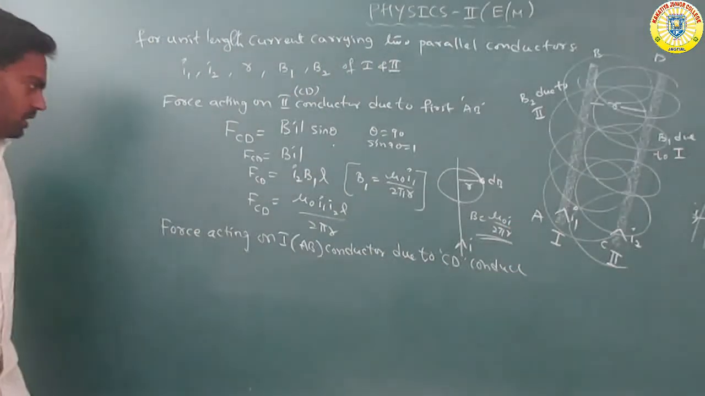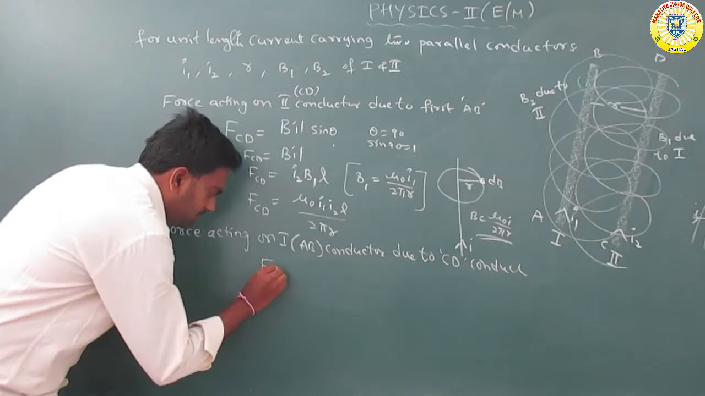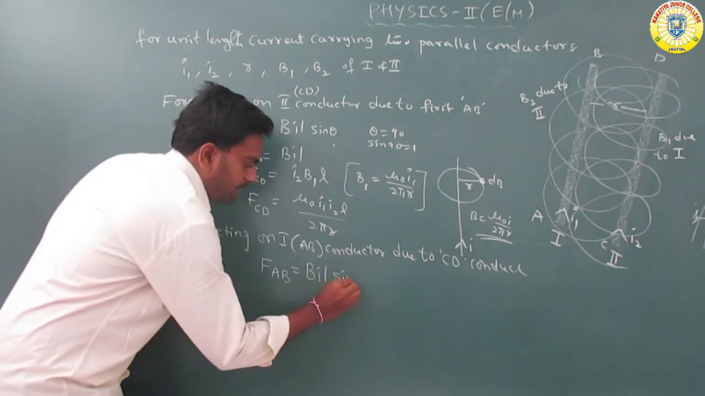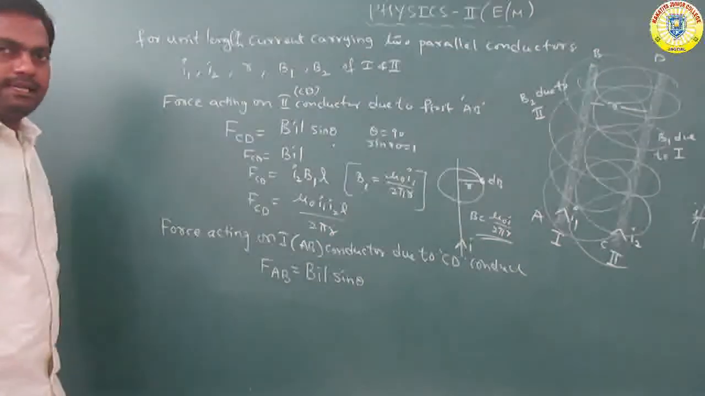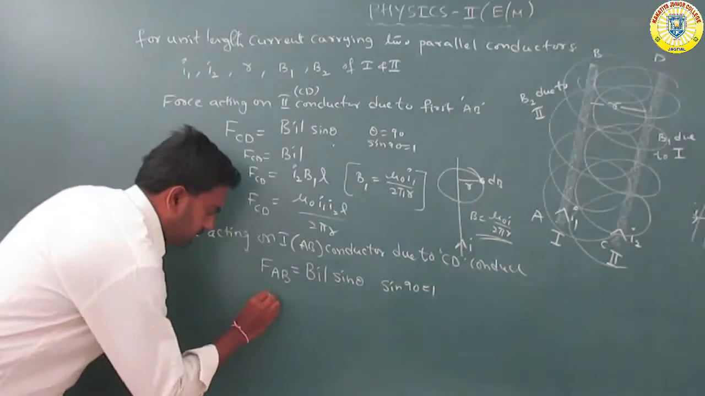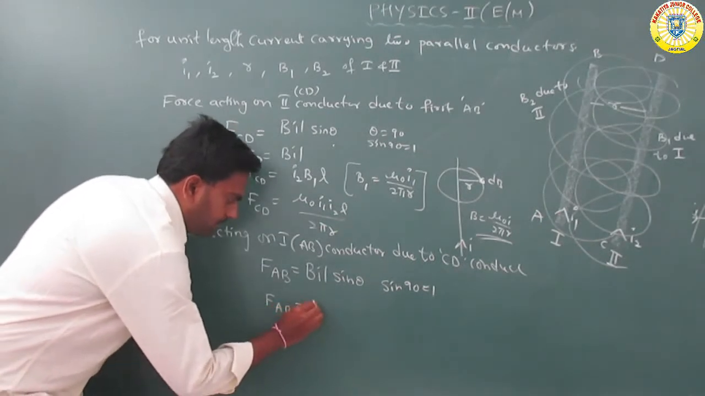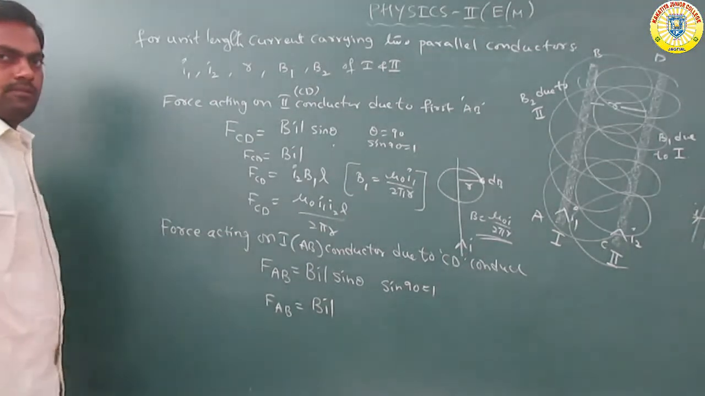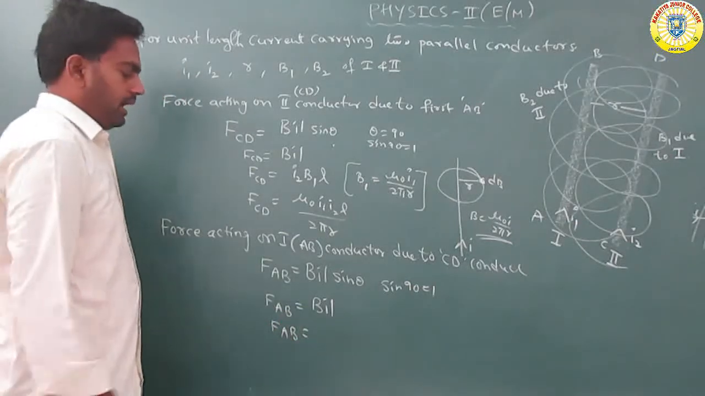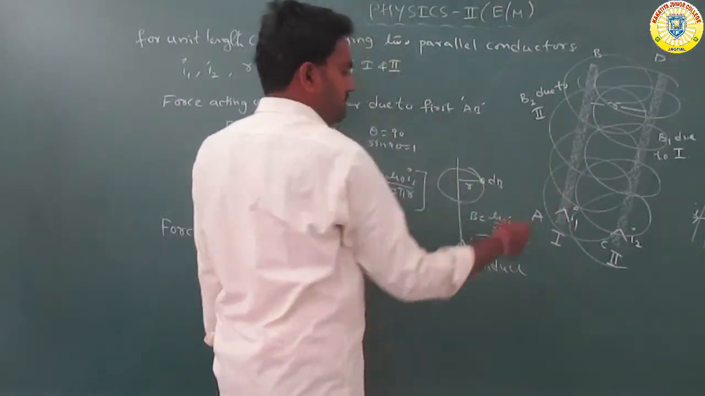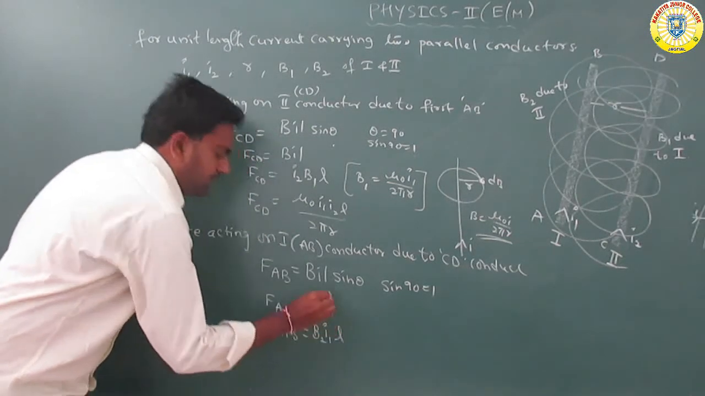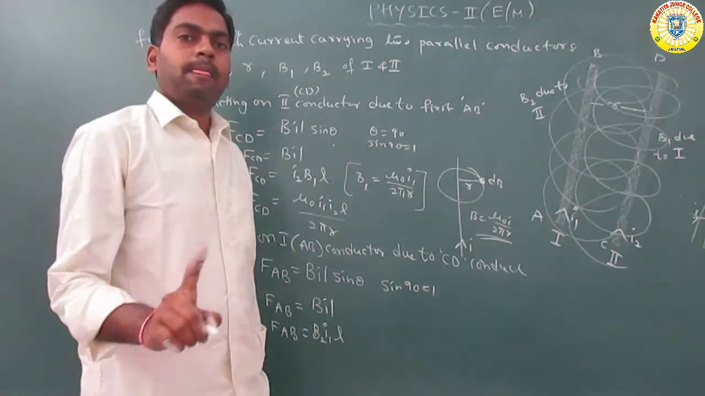Now here, FAB is equal to, we can write the general equation BIL sin theta. Here also theta is equal to 90 degrees, so sin 90 is equal to 1. So the remaining equation we can write: FAB is equal to BIL. Here I is the current passing through the first conductor, I1, and L, right. B is called B2, so due to the magnetic induction B2.